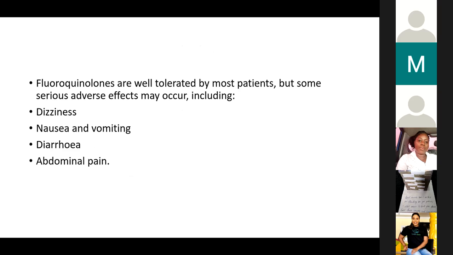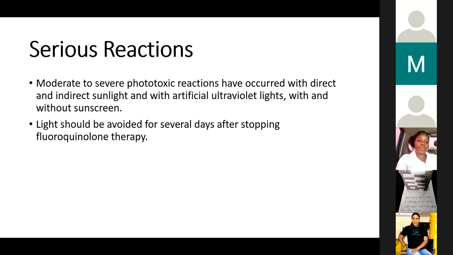They are well tolerated mostly, so you hardly find adverse reactions occurring, but sometimes you can have things like dizziness, nausea, vomiting, and then abdominal pain. The very serious side effects of the fluoroquinolones are photosensitivity. So you can have moderate to severe phototoxic reactions when the patient is exposed to direct or indirect sunlight, and also artificial ultraviolet light. So either with or without sunscreen. And this can even occur after stopping the fluoroquinolone therapy.